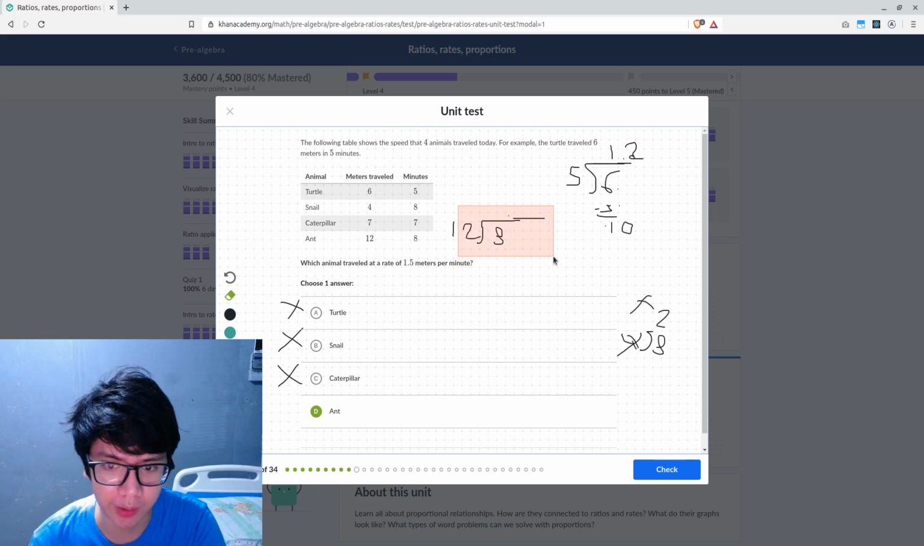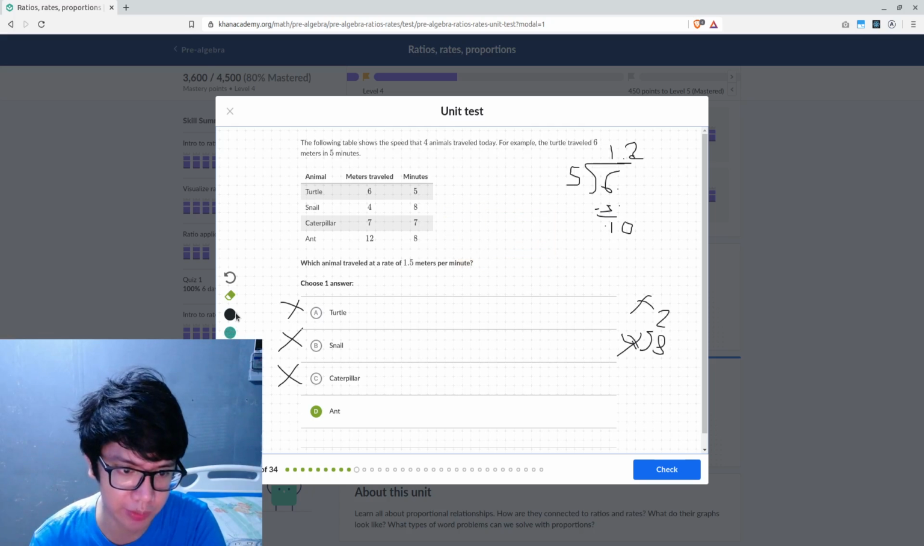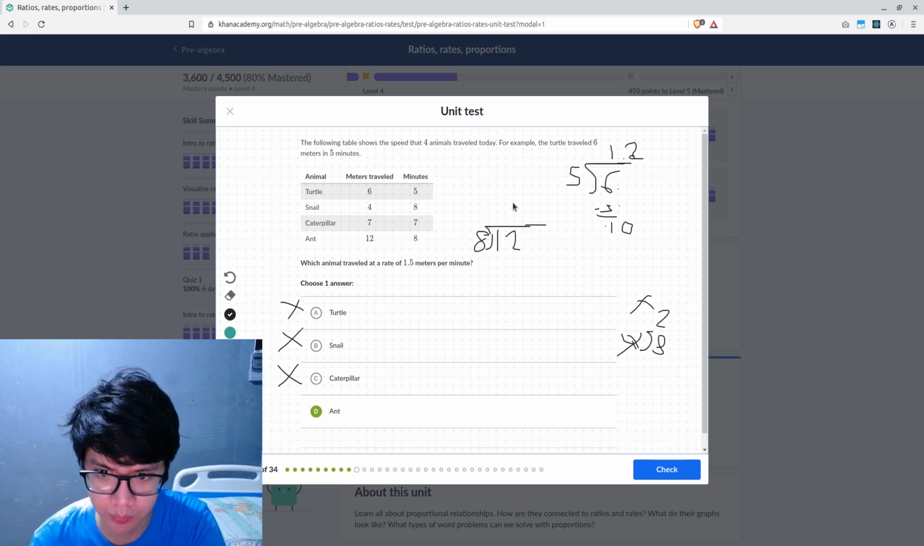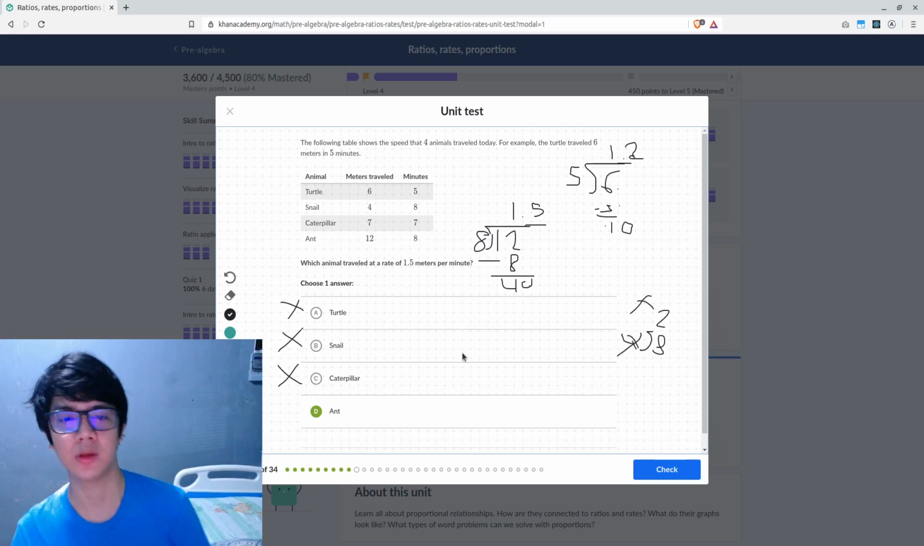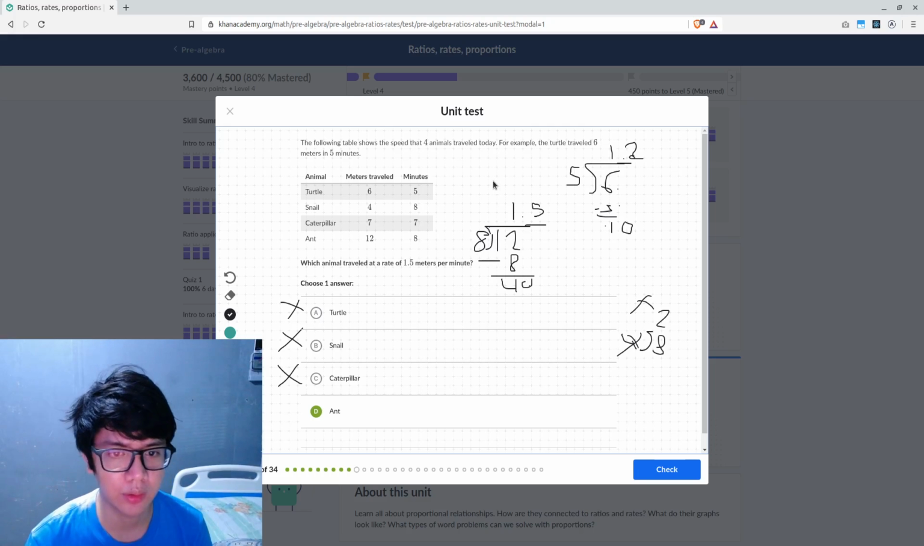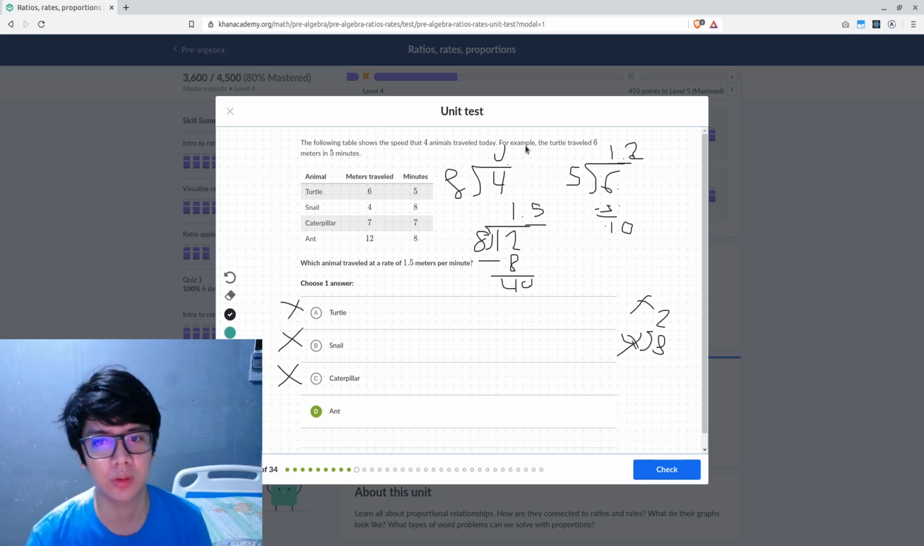Oh, I made a mistake. I made a mistake with my calculations, which should be 12 divided by 8. 4. 5. Okay, 4. It's the ant. But anyway, if we do 4 divided by 8, it's gonna be 0.5.